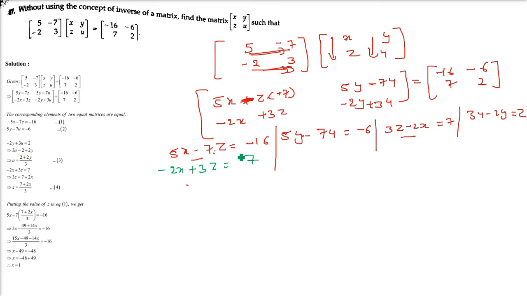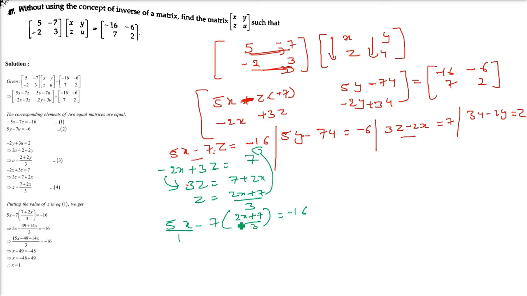So how can you do it? You can either multiply both equations by a certain number so that one of the parts becomes equal, and then you can add or subtract. Or what you can do is, for example, in the second equation, I am trying to find z. So 3z will be equal to 7 plus 2x, that is 2x plus 7. And z will be equal to (7 plus 2x) by 3. So put it here. 5 into x minus 7 into (2x plus 7) by 3, and this is equal to minus 16.